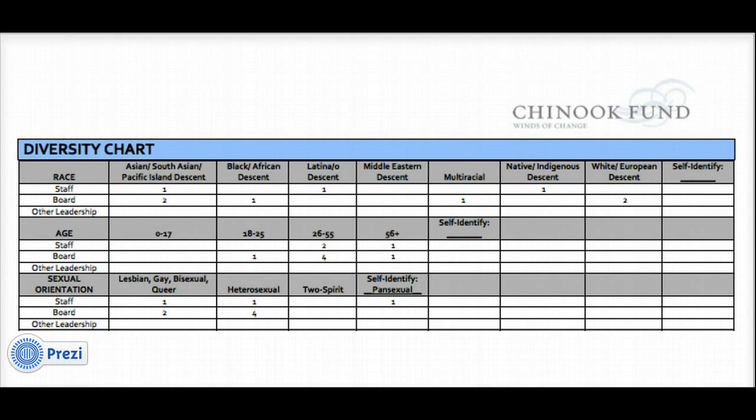Similarly, if one board member identified as being of East Asian descent and another identified as being of South Asian descent, the sample applicant would be 2 under the racial category Asian, South Asian, Pacific Island descent. Here you see that it's listed as 2 in this category associated with board members. Similarly, you would identify the categories that best suit other board members. A sample is provided here.